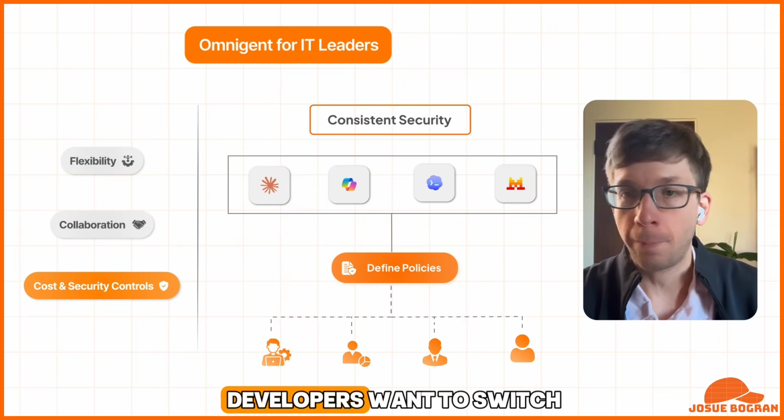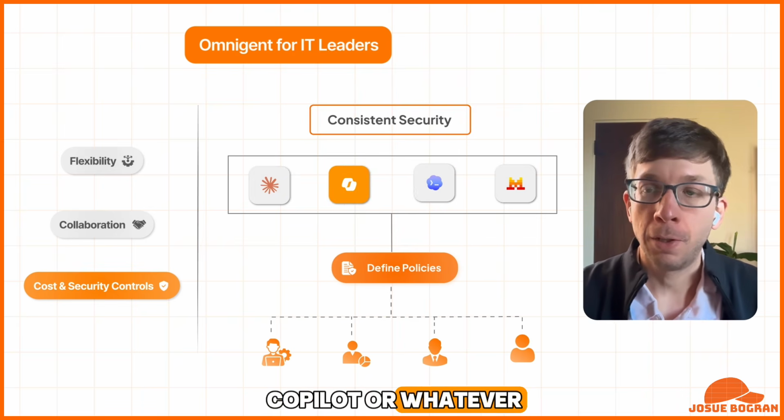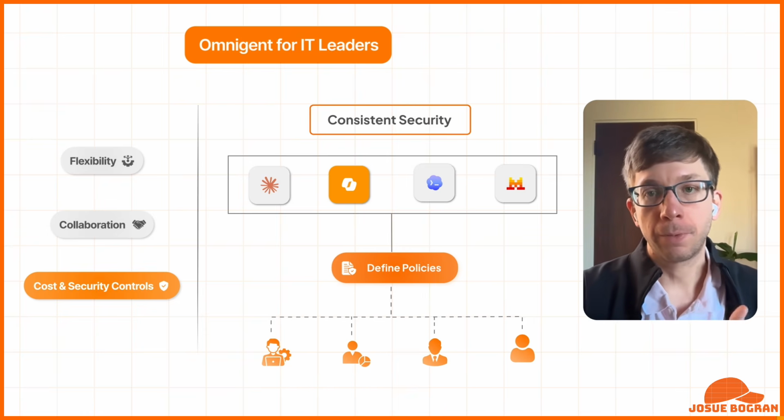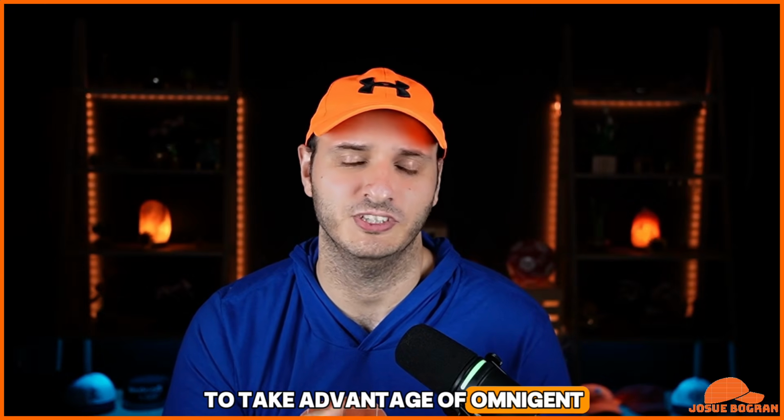And even if your developers want to switch from Claude to Codex or to Copilot or whatever, they work in a uniform way. Do you have to be a Databricks customer to take advantage of Omnigent?